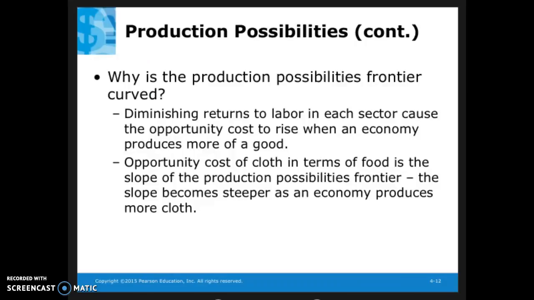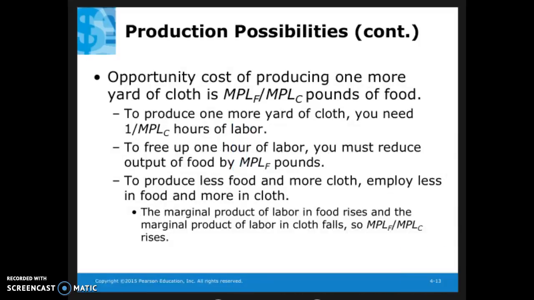So a good question is, why is this PPF curved? That's because of diminishing returns to labor. The opportunity cost of cloth in terms of food is the slope of the production possibilities frontier. The slope becomes steeper as an economy produces more cloth. So the opportunity cost of producing one more yard of cloth is the ratio of the marginal products of labor.